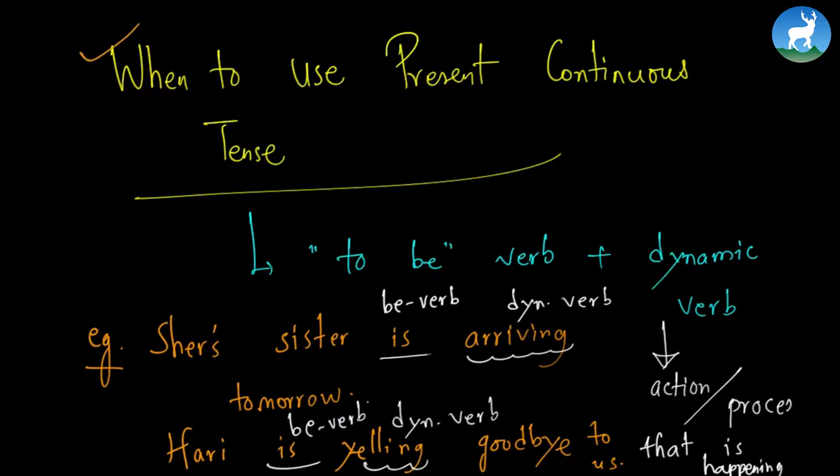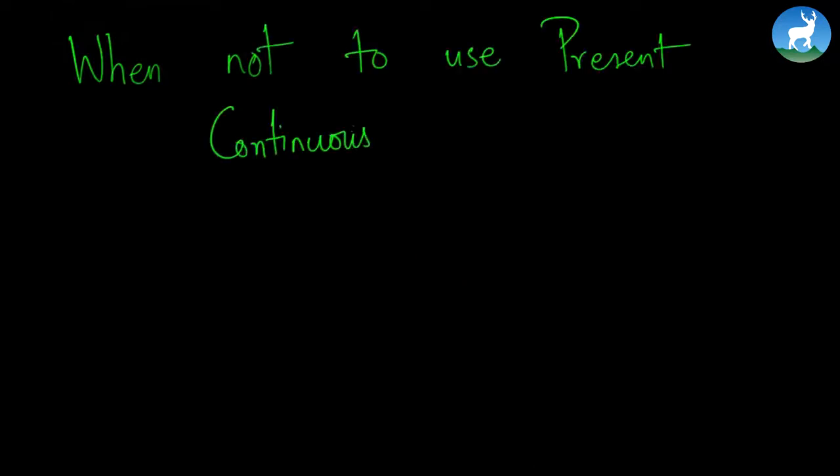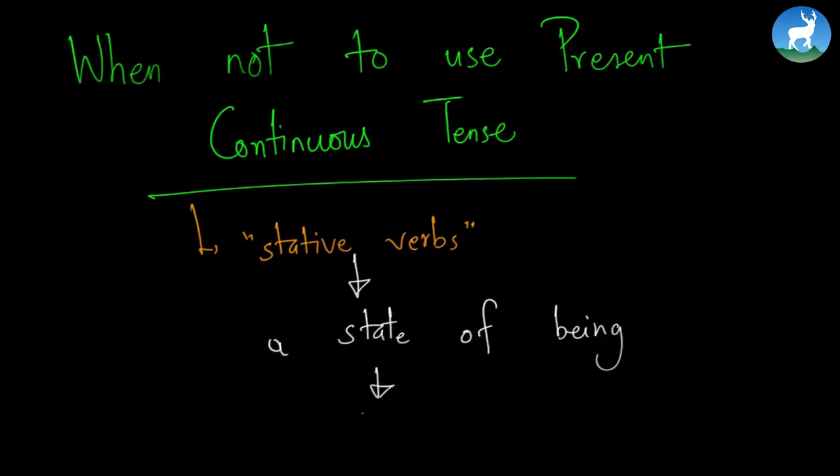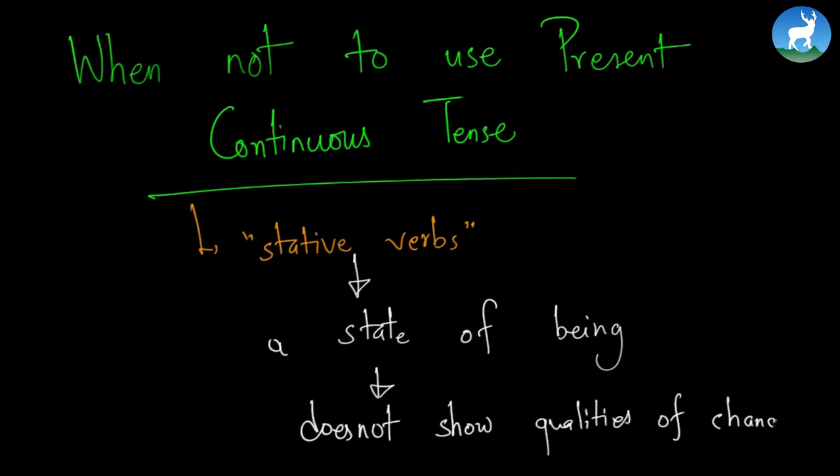Let me tell you when not to use the present continuous tense. For example, you can say something like, do not use present continuous tense with stative verbs. Now, what are stative verbs? You need to understand this first. So stative verbs show a state of being that does not show qualities of change. So these verbs can stay in the simple present. We don't have to go to the present continuous in order to write about stative verbs.